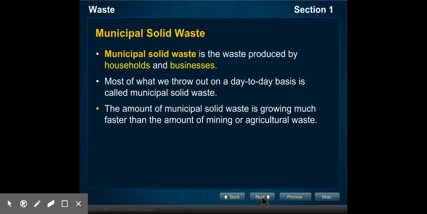So municipal solid waste is the waste produced by households and businesses. So we produce municipal solid waste. So businesses in Park Ridge, our homes, our schools, all part of what's called municipal solid waste. Most of what we generate on a day-to-day basis is exactly this type of waste. And sometimes this is growing much faster than the amount of mining or agriculture waste that's being produced. And those are sometimes more dangerous, but there's less of it in volume.